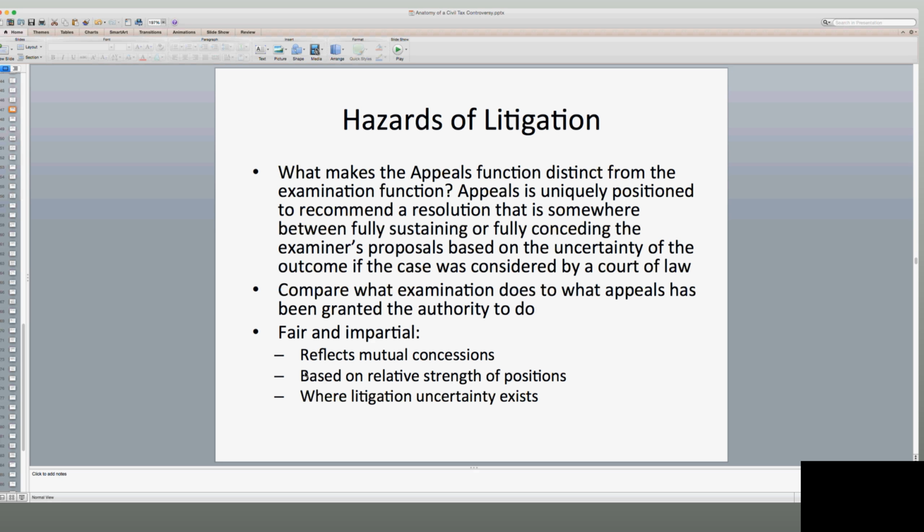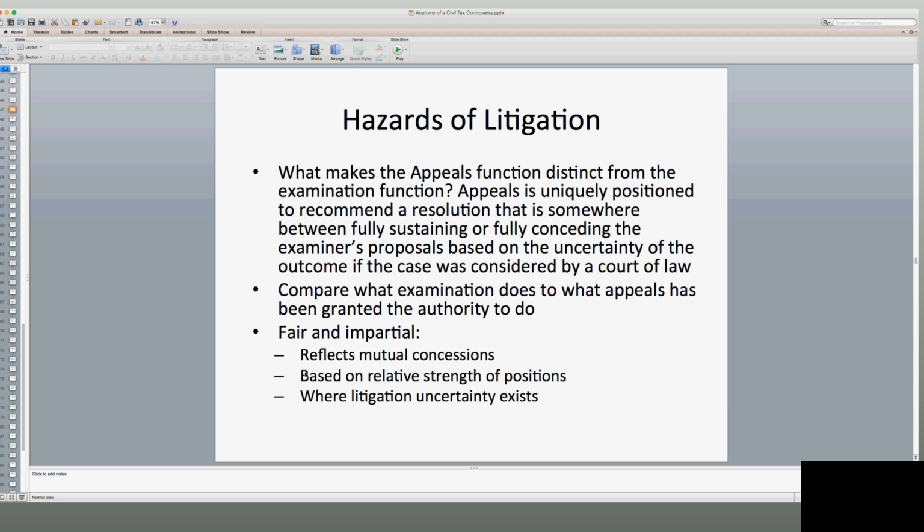Most people throw in the towel way too early and just assume that the appeals officer is nothing more than an agent. And I can understand why, because they're an arm of the IRS, but again, their mandate is to, at least attempt to be impartial.